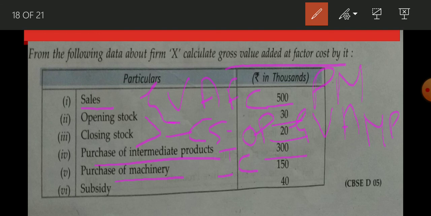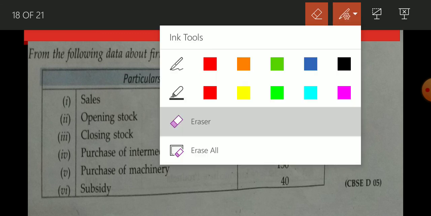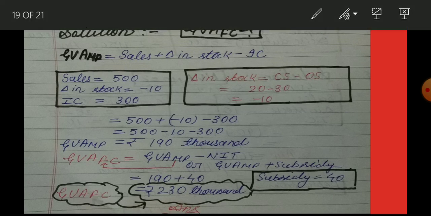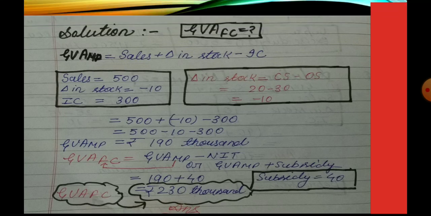Okay, so I think you are able to do this question. Still, you have to calculate the value of GVAMP. Okay, let me start. So what do we have to find out? We have to find out the value of GVAFC. So when we use the equation sales plus change in stock minus intermediate consumption, we are able to find the value of GVAMP. In the question, the value of sales is given as 500. Change in stock is not given, so we have to calculate it.